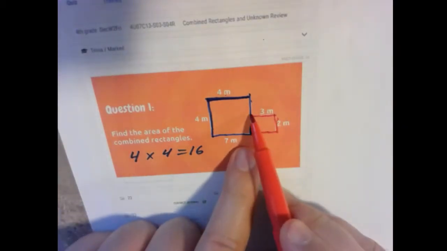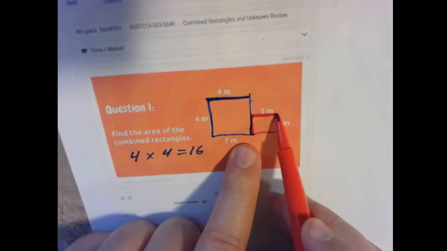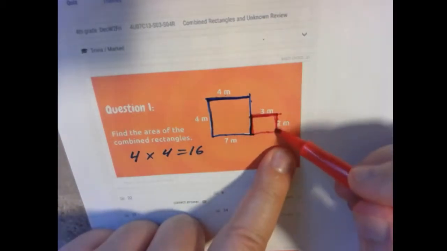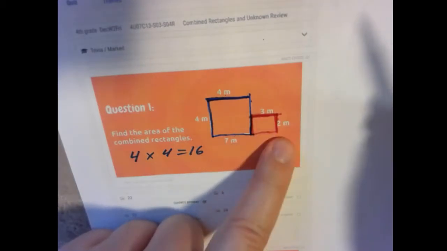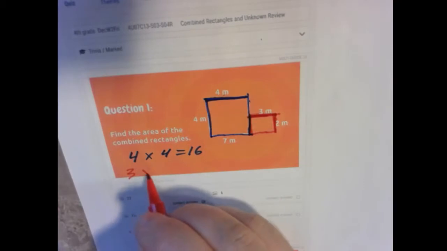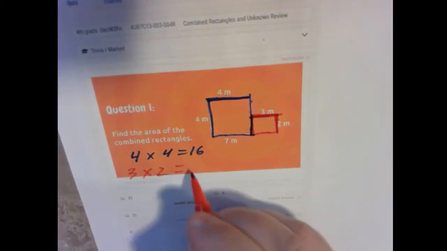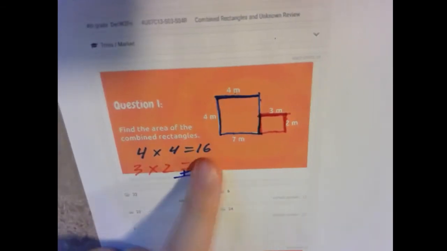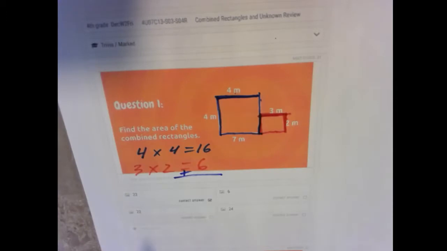So we look at the width of this blue section, or I'm sorry, the red side here. That says 3, and it says the height is 2, so we do 3 times 2 to find the area. Okay, now in this case we're going to be adding these together, so 6 and 16 makes 22.